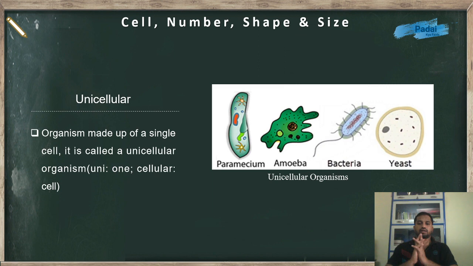So what is unicellular? Unicellular is nothing but a single cell. Uni means one, cellular means cell. So any organism having a single cell is said to be a unicellular organism. And here we have examples like Paramecium, amoeba, bacteria, yeast. All these are considered to be unicellular organisms.